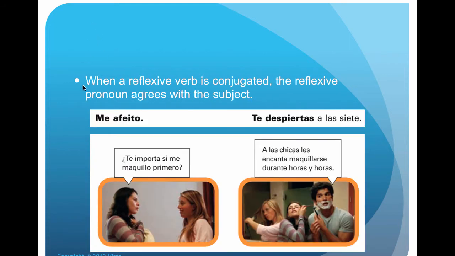When a reflexive verb is conjugated, the reflexive pronoun agrees with the subject. Okay, and again, we're going to go more in depth later on with this, but you'll see this in the book with se followed by a third person conjugated verb. But here we have me afeito, which is like I shave myself. Te despiertas a las 7. You wake yourself up at 7. Okay?